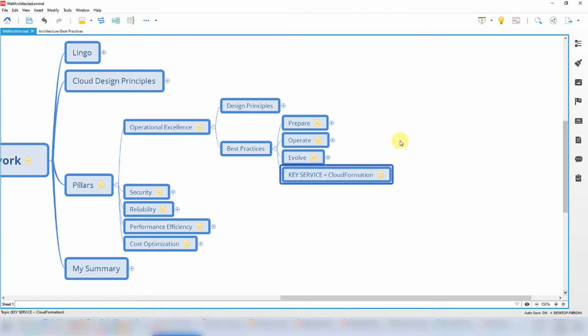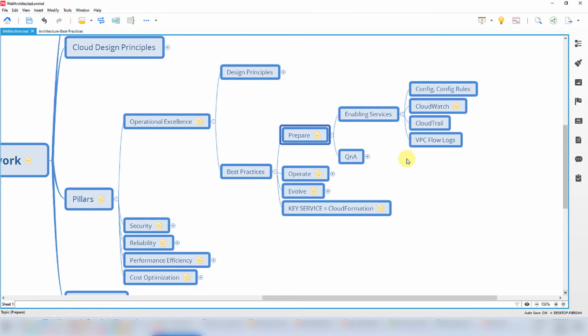And overall, for the operational excellence pillar, the key product that enables a lot of the requirements is CloudFormation. It allows you to create systems based on templates and facilitates consistency all the way from development to production.